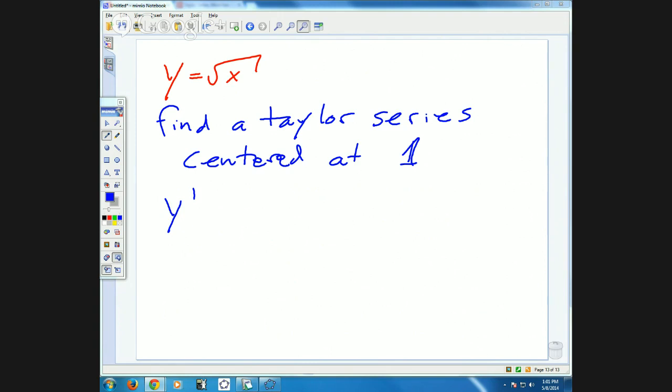All right, so we are trying to find the Taylor series for the square root of x centered at 1. You had a problem on this in homework? So if we write this as x to the 1/2, it's going to be easier. So the first derivative is going to be 1/2 times x to the negative 1/2.